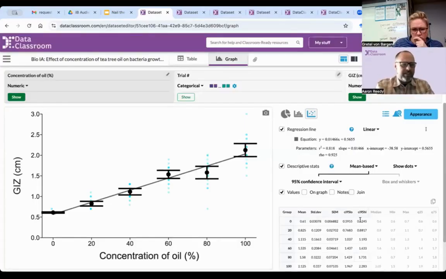Both of those ways that I just showed you, I think are perfectly fine. I think they're justifiable by a student. If a student explained, hey, I did the first way because I was testing for a difference in the average between my different treatment groups. Or they could say, oh, I did it this way because I was testing for a relationship between the value of concentration of oil and the value of GIZ. Both of those are correct. That's one of the things I think is often maddening about learning statistics, is there isn't one right answer.